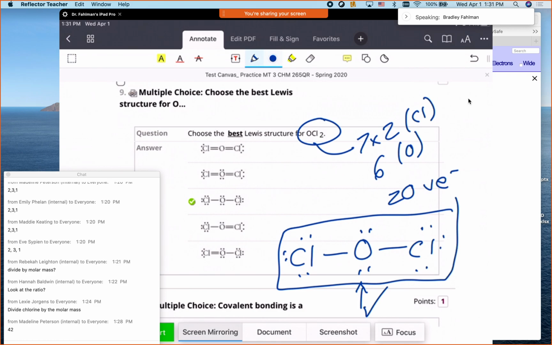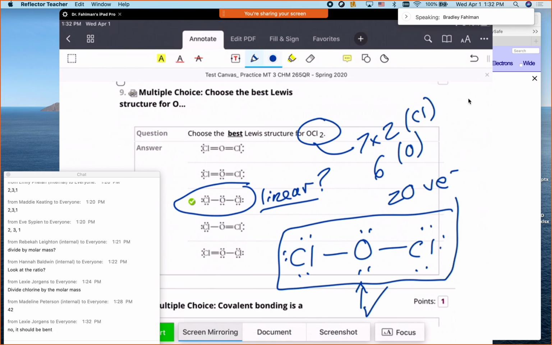Okay, and so the question I have for you is, is this the best shape for it? So this is saying that it's linear. Is that correct? Yeah, Lexi is right, okay, because this cannot be linear because the central atom has at least one lone pair. So as soon as you have at least one, like even that one, if that were the best Lewis structure, this also would be bent, okay, because you've got one lone pair. This one would also be bent, okay, because now you've got two lone pairs.